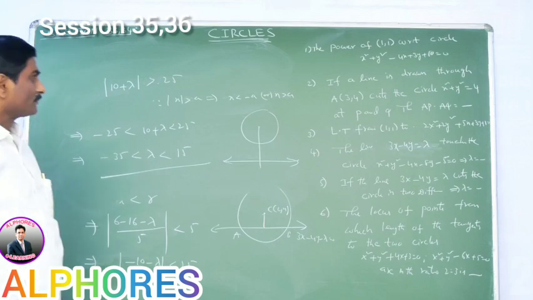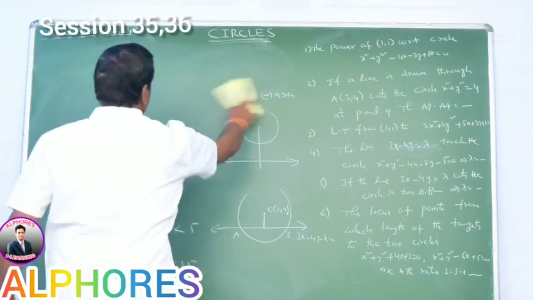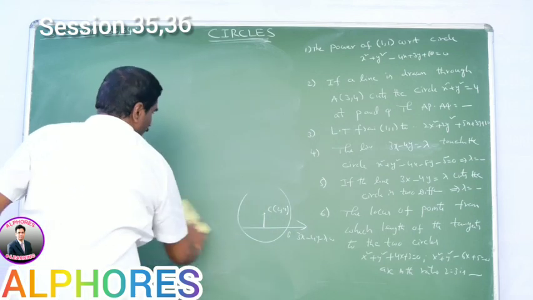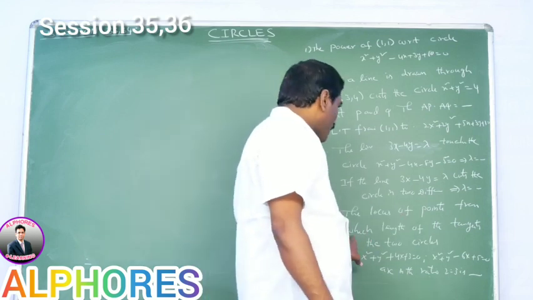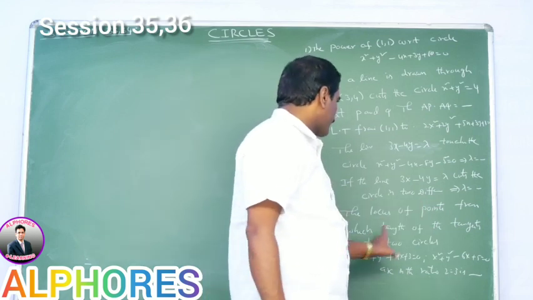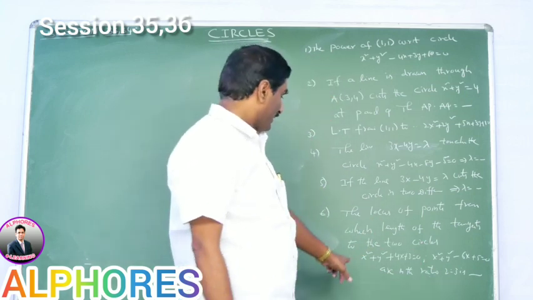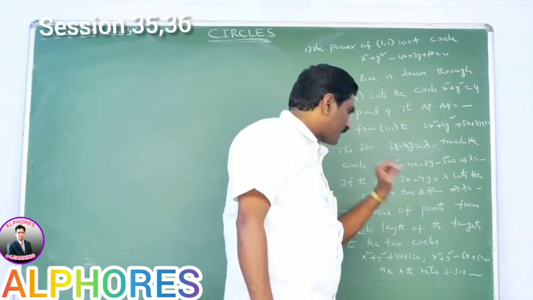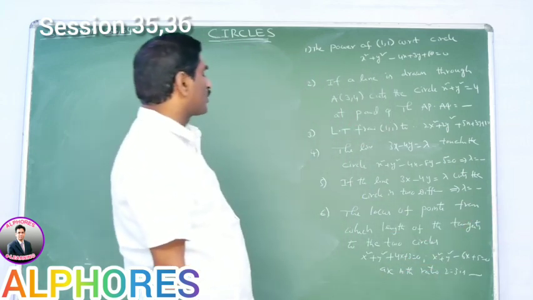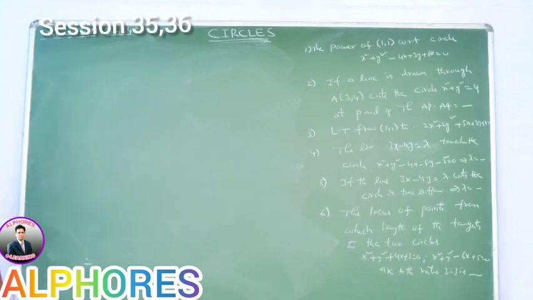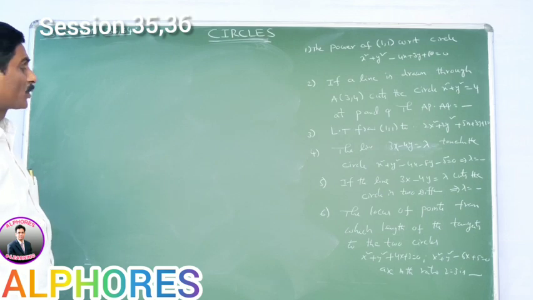Okay? Next, the sixth one. The locus of the points from which the lengths of the tangents to the two circles x square plus y square plus 4x plus 3 is equal to 0 and x square plus y square minus 6x plus 5 is equal to 0 are in the ratio of 2:3.